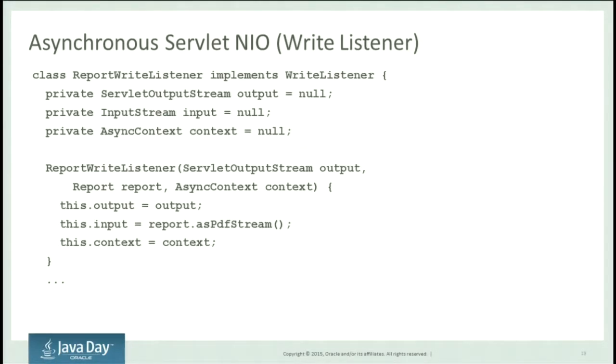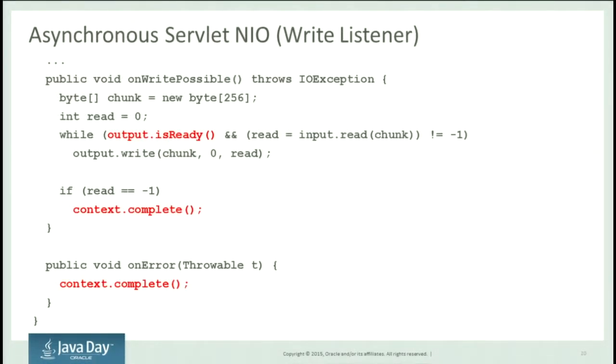Before I can explain that, I'll just explain the simple implementation of a write listener. All I'm doing here is I have a constructor and a few fields. I need these bits of information. I need the output stream, the actual input, the actual PDF, and I need the async context for my processing. The real magic of NIO happens in these two callback methods in my write listener. The first one is very simple. It's onError, the one that is below.